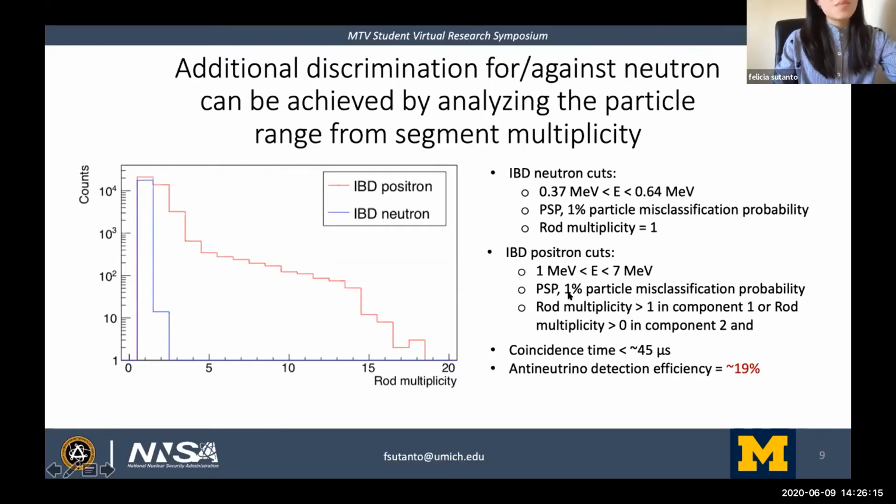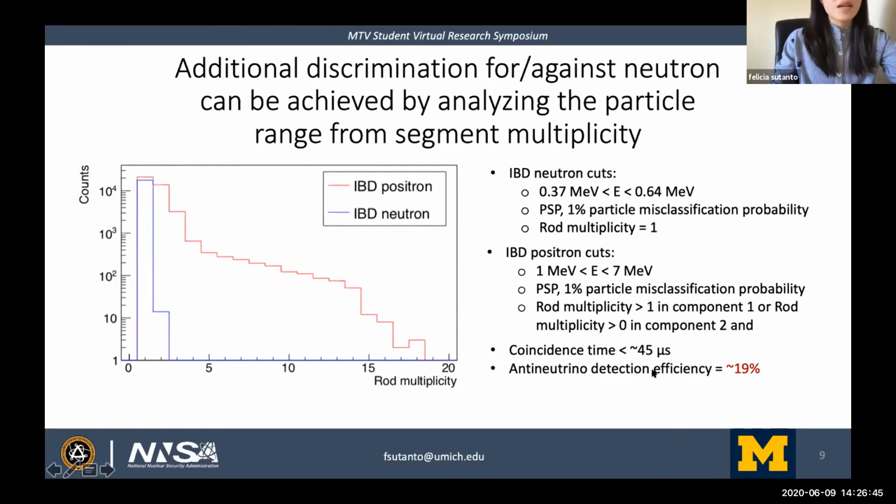To identify a positron-like event, I applied an energy cut greater than 1 MeV. That's because below 1 MeV, the PSP does not look very encouraging. And I also apply an upper energy cut at 7 MeV to exclude the muon events. The PSP cut was chosen such that, again, the misclassification probability is constant at 1% for all energies. And lastly, for the multiplicity, it either has to be greater than 1 in the central module, or it has to be greater than 0 in the outer layers.